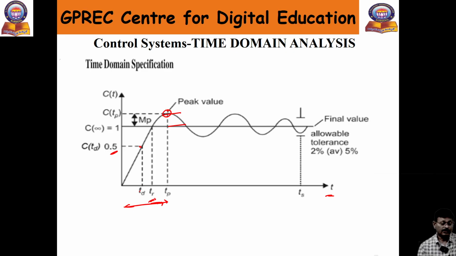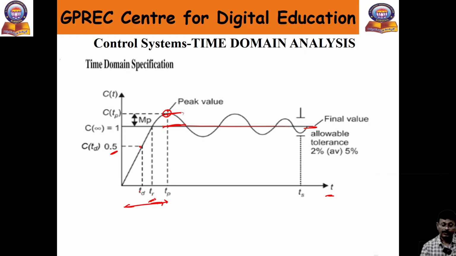Peak overshoot is defined as the ratio of the maximum peak value, measured from the peak value to the final value. Final value, this one. So we call it a peak overshoot.